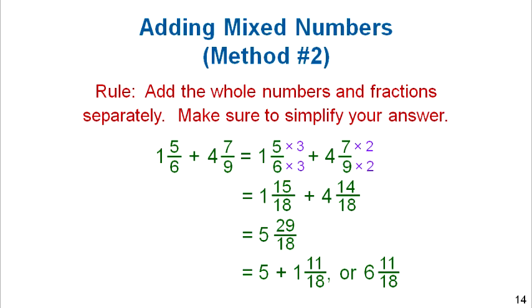So, since we decided that our answer from the last line was 5 and 29 over 18, and since the word and means add, you should be able to see that this is equal to 5 plus 1 and 11/18, or 6 and 11/18. Note that this is exactly the same answer we got earlier, and so both methods give you the same answer.